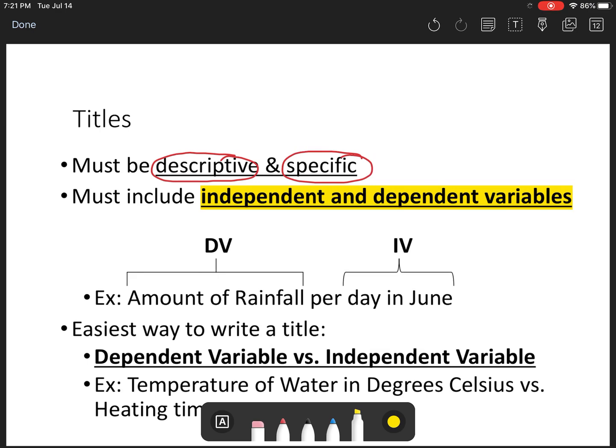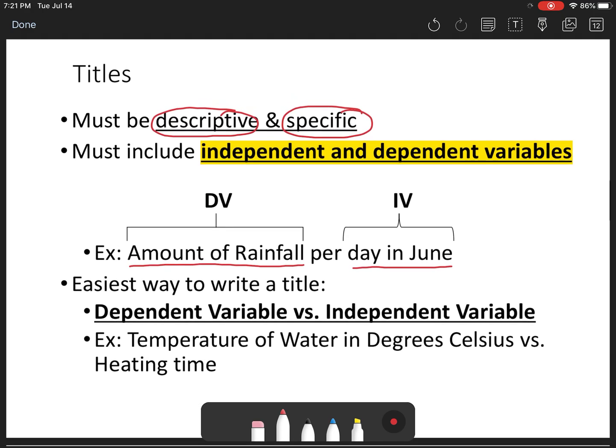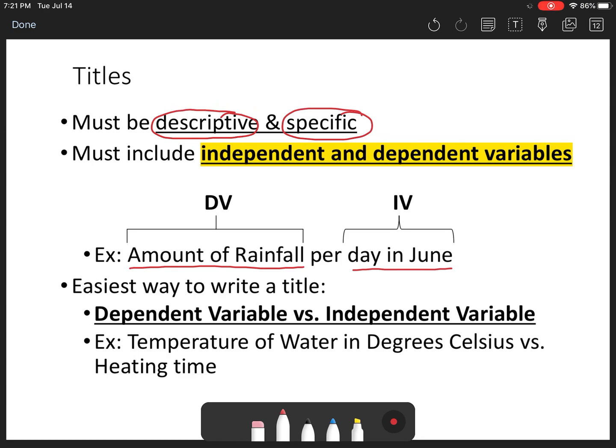So, an example might be the amount of rainfall per day in June. Well, what the researcher is changing and looking at differently is the different days. So that's the independent variable. What they are measuring is the amount of rainfall in each of those different days that they chose. That's your dependent variable. And so oftentimes, a very easy way to write a title to make sure you have both your independent and dependent variable in there is to take your dependent variable versus your independent variable.